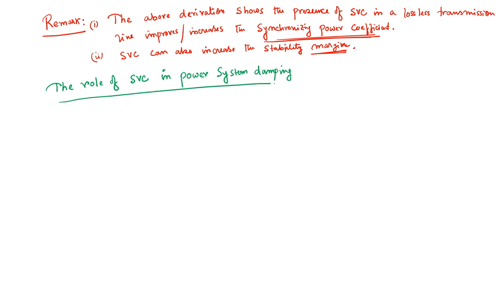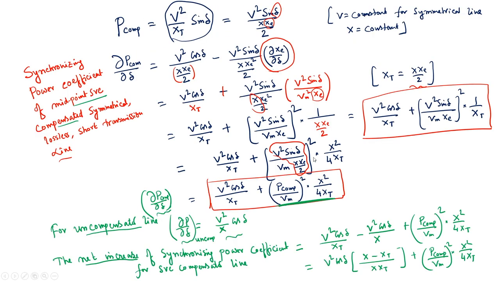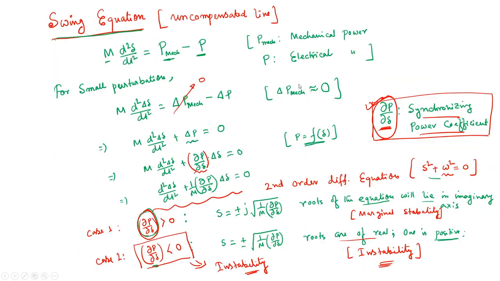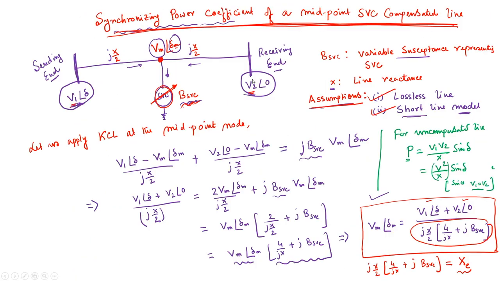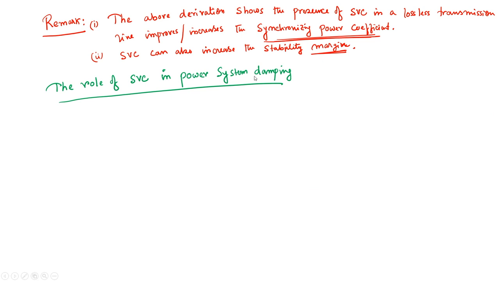Okay. Because if you remember, at the very first lecture when I started this module, that is application of SVC, I said that SVC can increase the steady state power transfer capacity, which I have already shown. Now, I have shown how SVC can impact the transient stability of the power system. Then what I am going to show right now, and also continue in the next lecture, is how it is useful in damping the power system oscillation. Now, to do so, we have to move away from the idea that SVC would always maintain the midpoint voltage constant.